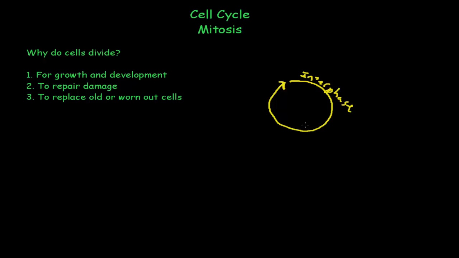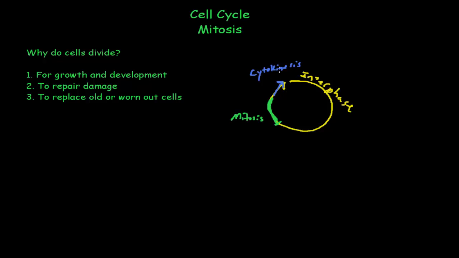And then it'll go through a phase. Let's color this in green. Then it can go through a phase called mitosis. And then finally, at the very end of this cycle, something we'll talk about called cytokinesis. It's the shortest and easiest one for us to talk about.